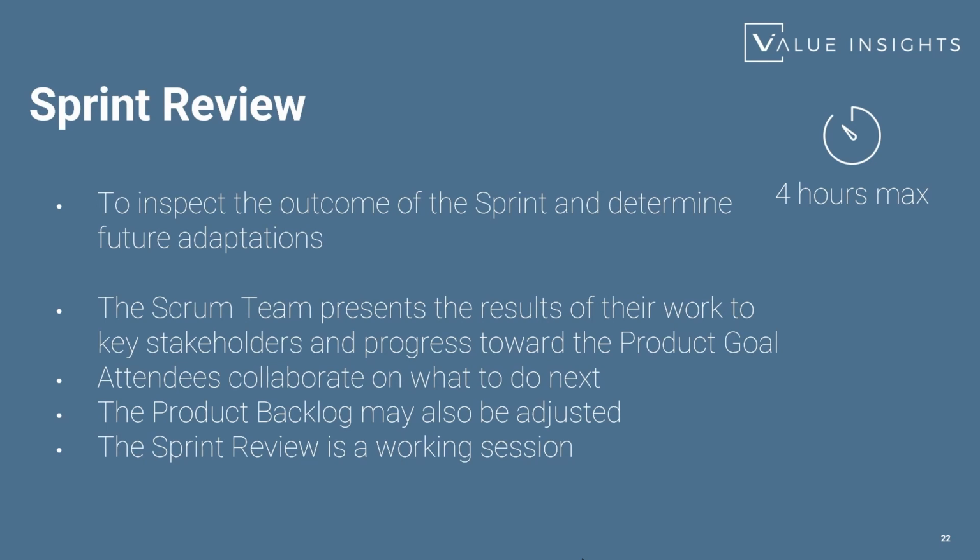So again, the Scrum team there will present the results of their work and progress towards the product goal. They decide also on what to do next. So it is not only the Scrum team who decide what to do next, it's really the attendees. So everyone will discuss potentially what can be done next. Product backlog may need to be adjusted based on this feedback.